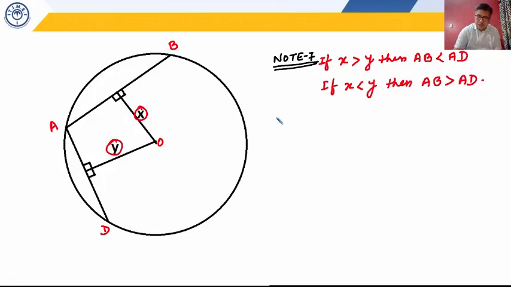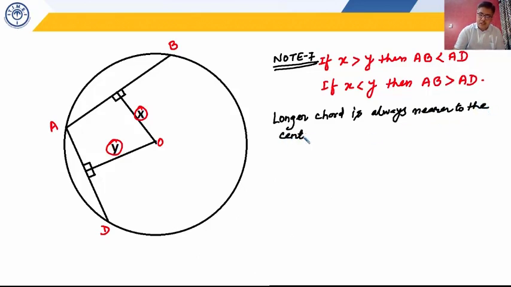Means the longer chord is always nearer to the center. So if AB is longer than AD, then x would be smaller than y. The longer chord is always nearer to the center and the shorter chord is farther from the center. I hope this is clear. If this distance is greater than this distance, then AB is shorter. If this distance is less than this distance, then AB is longer. Alright.